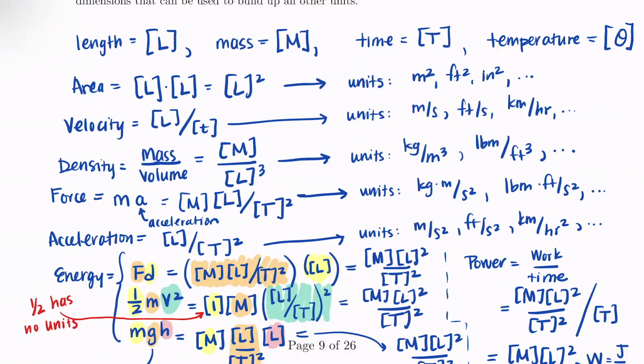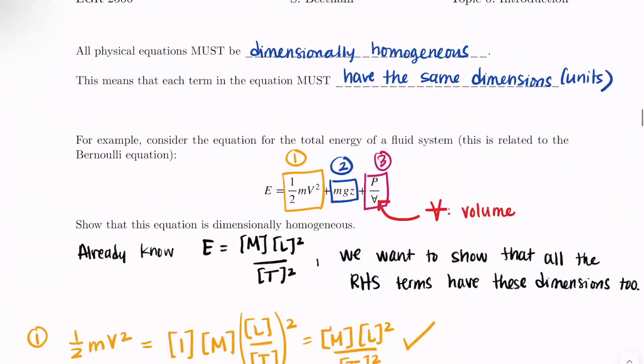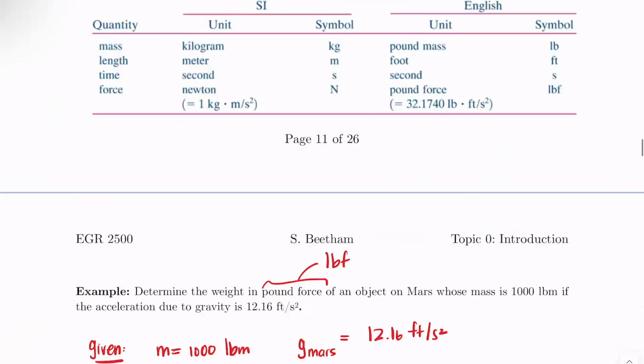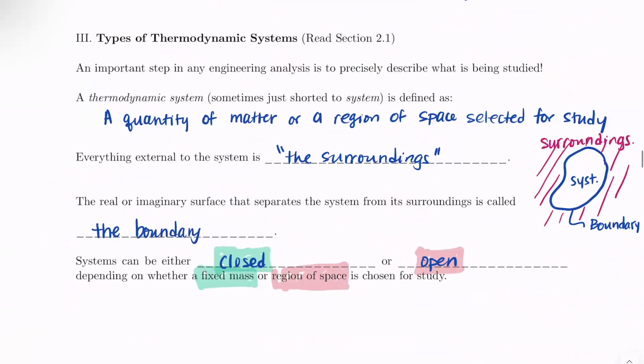Units are extremely important. It's a way we can communicate with other engineers and scientists so that we're all on the same page. It's also an excellent tool to figure out if you have an error in the problems that you're solving. So I cannot emphasize that enough. And then we also talked about types of thermodynamic systems.